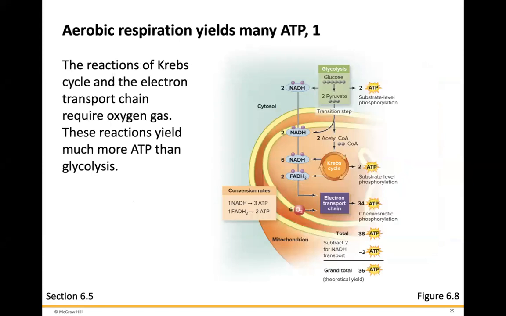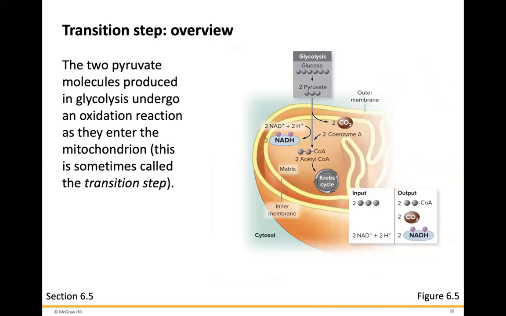Aerobic respiration will yield many ATPs. The reactions of the Krebs cycle and the electron transport chain do require oxygen. These reactions will yield much more ATP than glycolysis. So once you complete glycolysis and you have produced your 2 pyruvate molecules, you'll then enter into the transition step. The two pyruvate molecules produced in glycolysis undergo an oxidation reaction as they enter into the mitochondria. This is sometimes called the transition step.